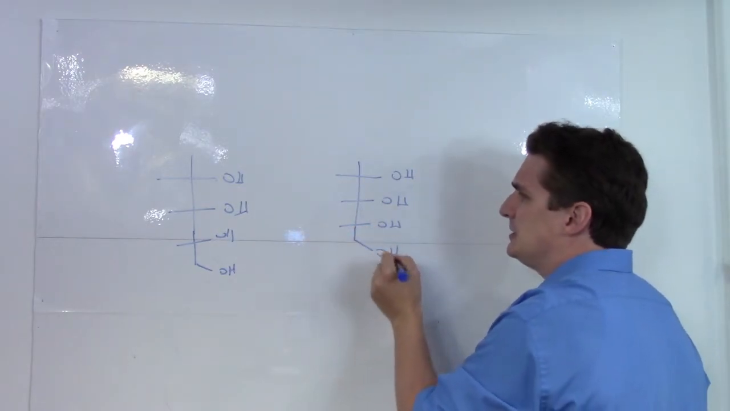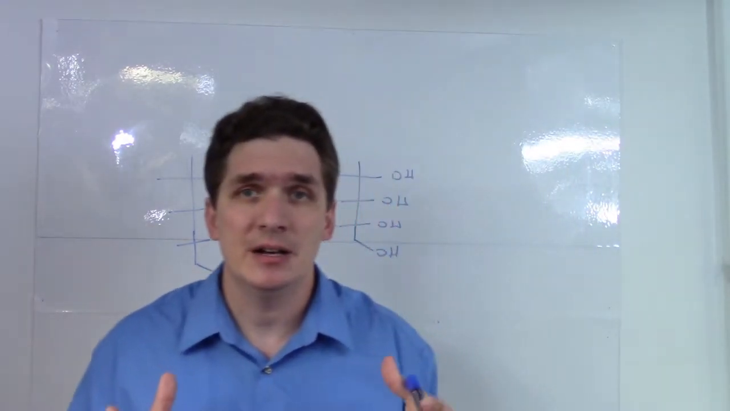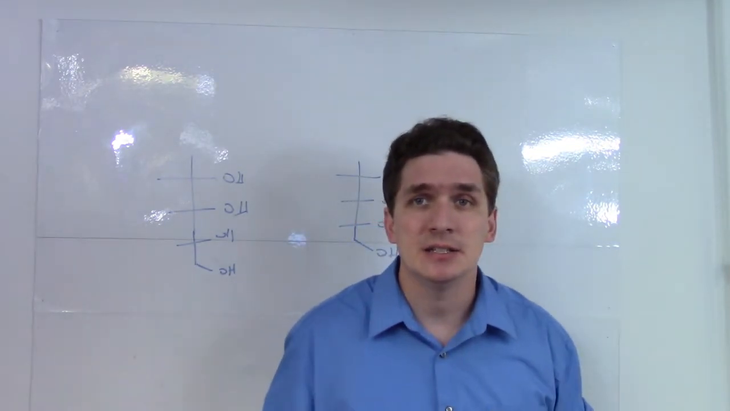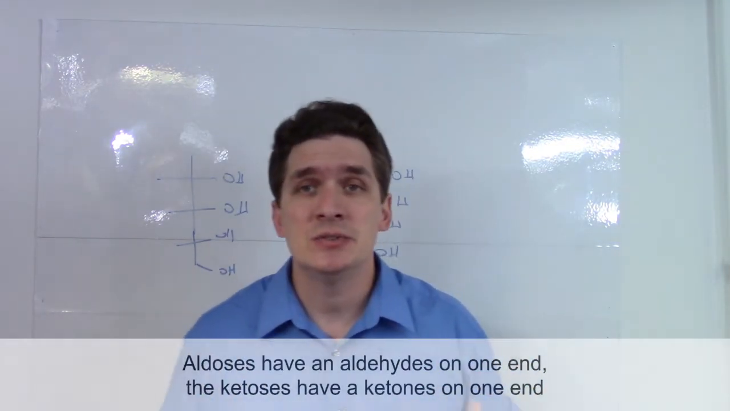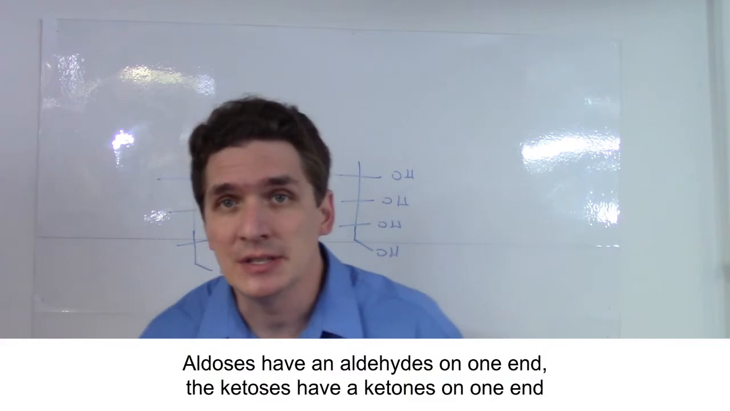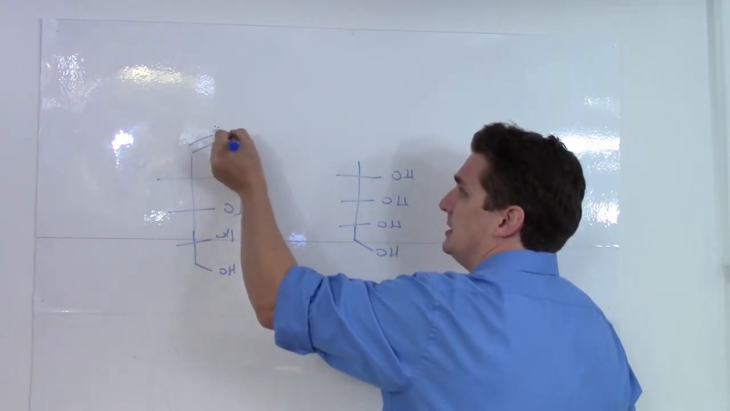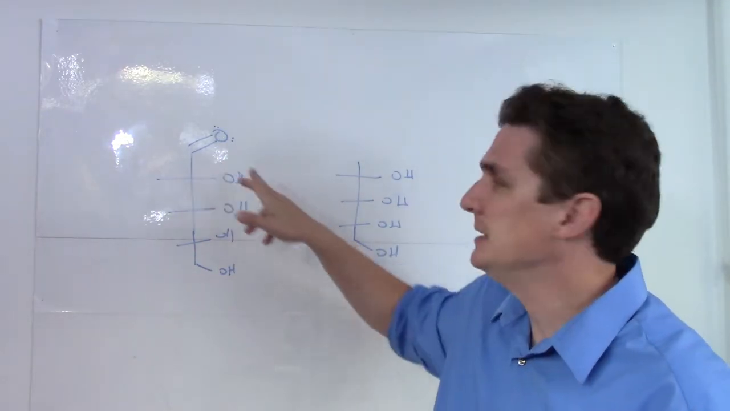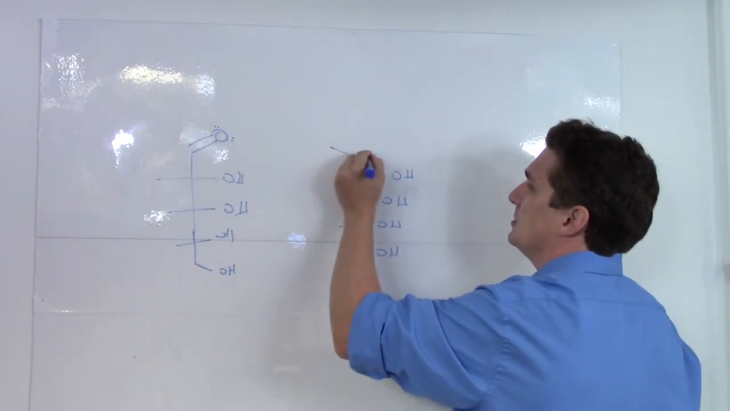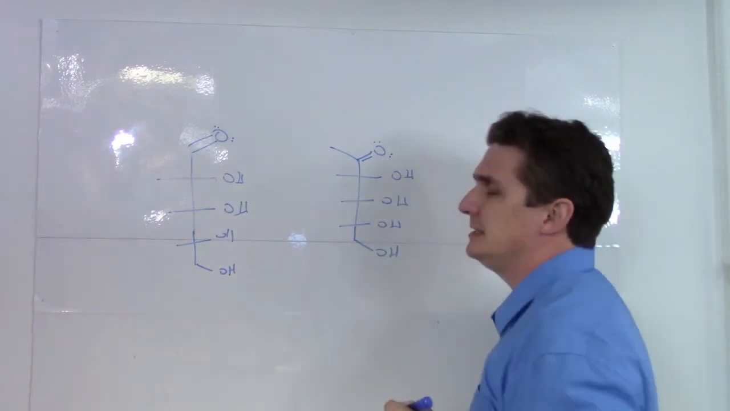So what makes it an aldose versus a ketose? Well, think about it. What compounds start with the ald and the ket? The aldehydes and the ketones, and that's the difference between the aldoses and the ketoses. The aldoses terminate on an aldehyde. The ketoses are going to terminate on a ketone.